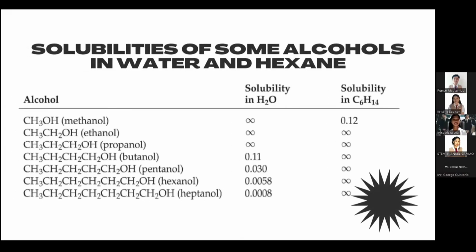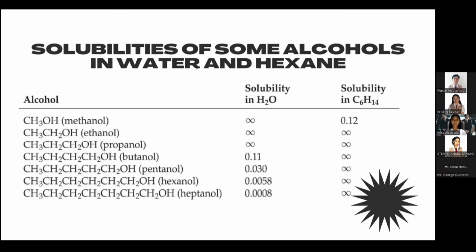As you can see on the screen, it is a table of solubilities of some alcohols in water and hexane. So we have here the alcohol that is soluble in water and soluble in hexane. The infinity sign indicates that the alcohol is completely miscible with the solvent. So methanol is miscible in water while it is 0.12 in hexane.